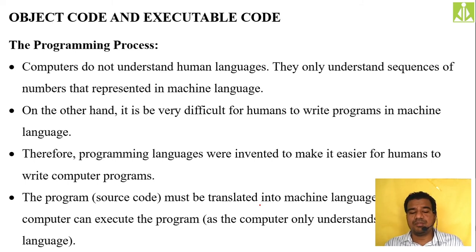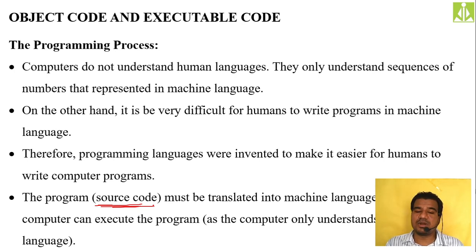Programming languages were invented to make it easier for humans to write computer programs. Why have these languages been invented? To make the stuff easy for human beings, so that we can easily code the instructions and give those instructions to the computer. The program, we always call the program a source code. Remember this one. The source code must be translated into machine language so that it can be executed and understood by the machine.